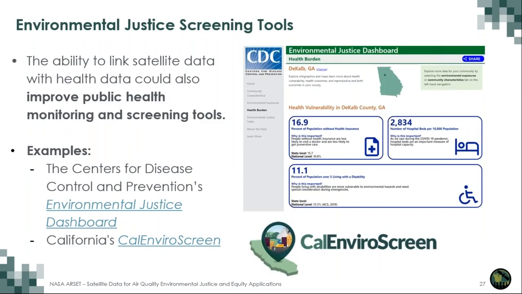The ability to link satellite data with health data can also improve public health monitoring and screening tools. Several tools, such as the CDC's Environmental Justice Dashboard and California EnviroScreen, already include some amounts of satellite data. With our review's findings that higher spatial resolution data can yield more refined understandings of the distribution of environmental burdens and on the benefits of multi-temporal data, we suggest more agency-level adoption of satellite data as an input into screening tools for more accurate and timely detection of communities affected by environmental hazards.